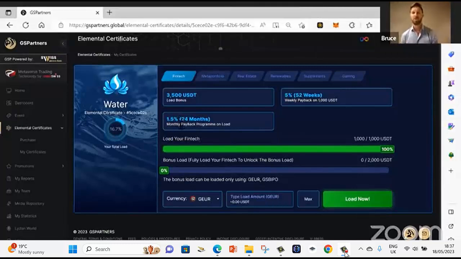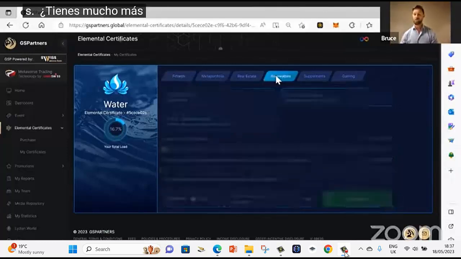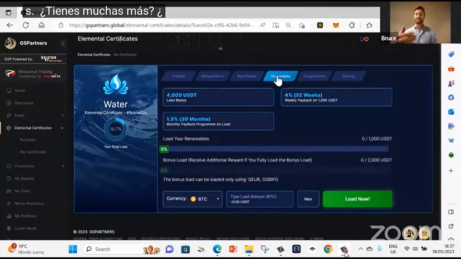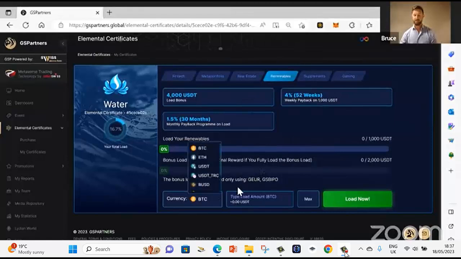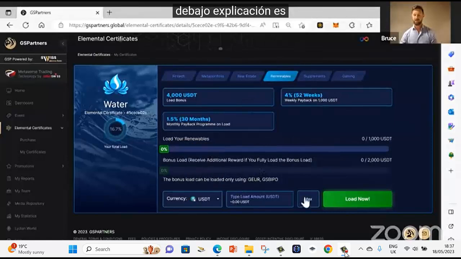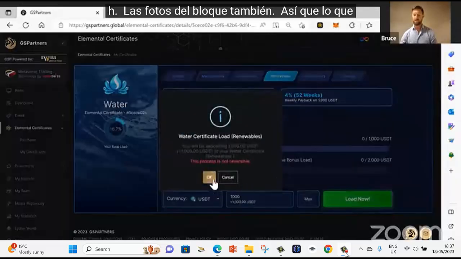I saw quite a few people in the chat function also saying renewables and real estate. So I'm going to choose renewables, and I'm going to load a second blockfolio. So I'm going to now have 2 blockfolios running. So I'm going to click here. I'm going to select USDT, max amount, and I'm going to click load right now.